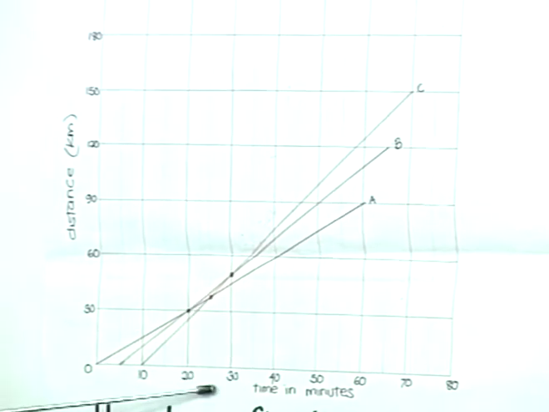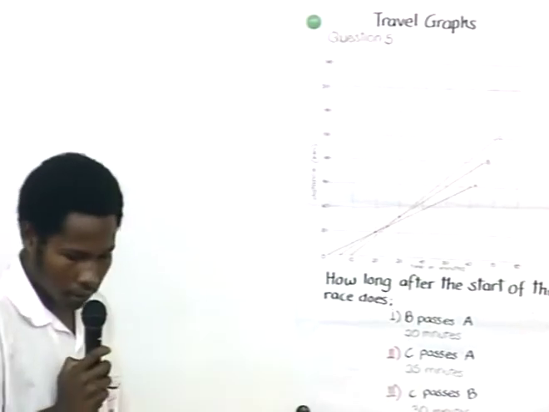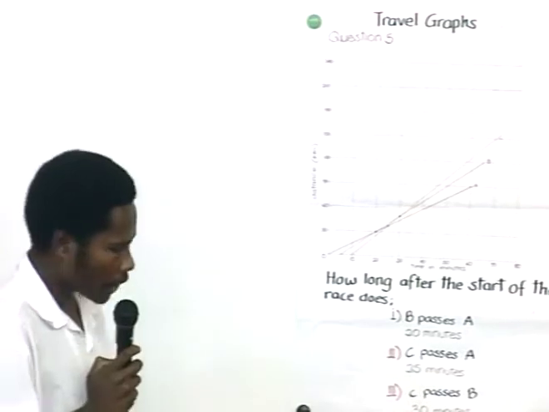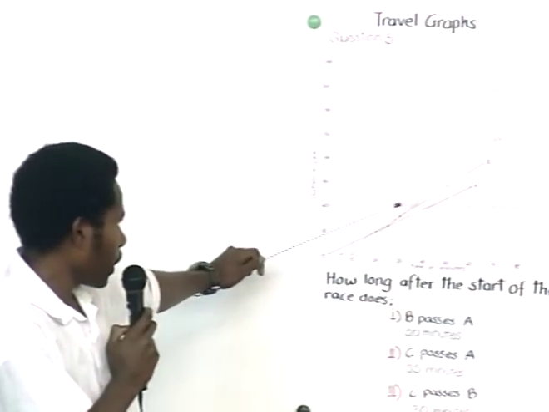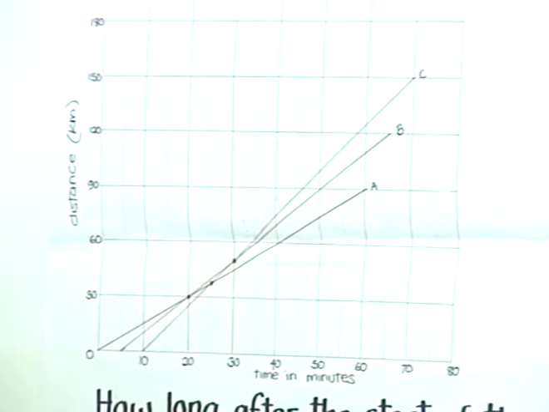2, C passes A after 25 minutes, and 3, C passes B at 30 minutes after the race.